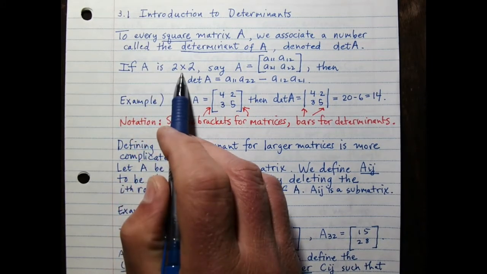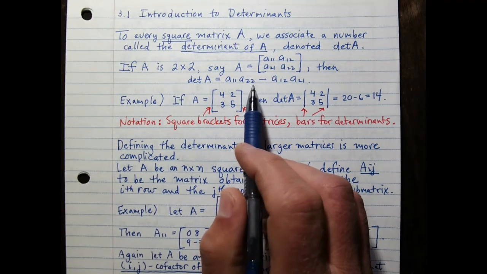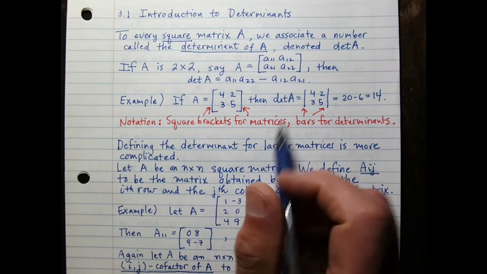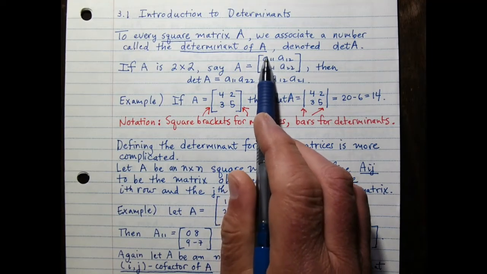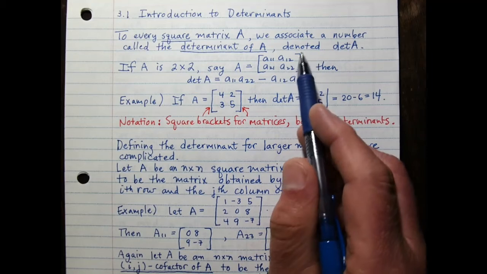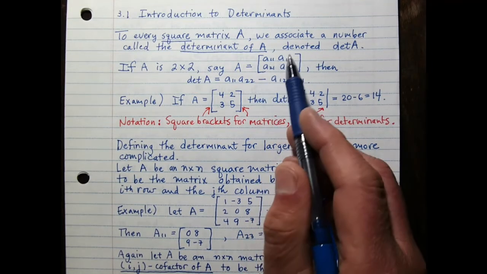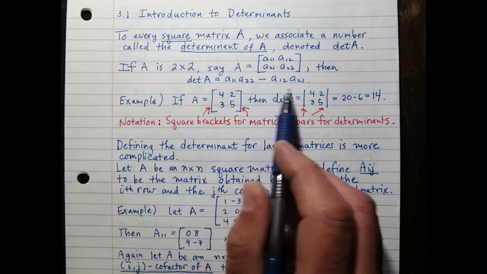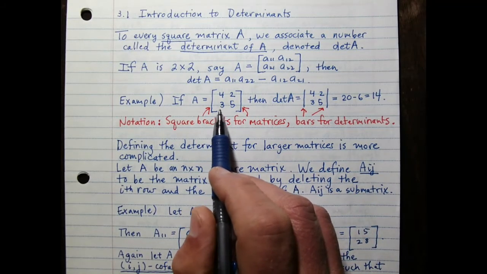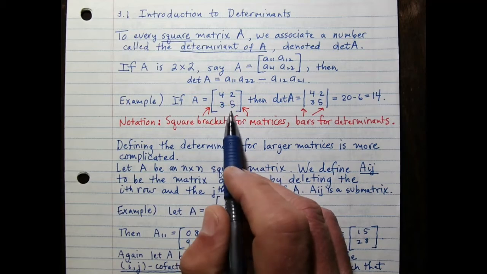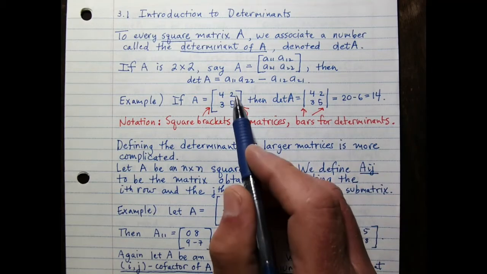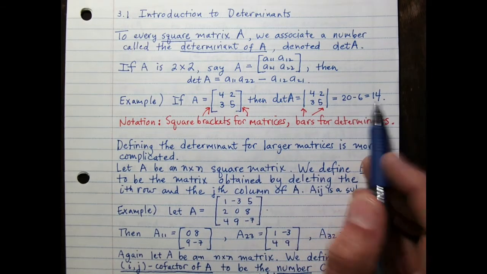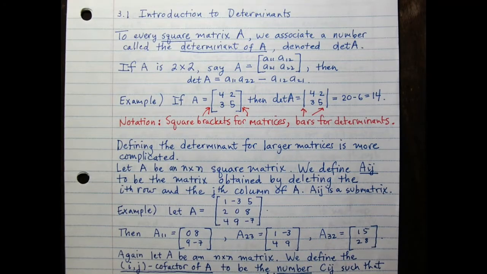If we have a 2 by 2 matrix, it's easy to say what that determinant is. Many of you are probably familiar with this idea with 2 by 2 matrices already. We just take the product a11 a22 down the main diagonal, and we subtract the product we get by multiplying the entries on the reverse diagonal. So here's an example. If A has entries 4, 2, 3, 5, the determinant of A we get by taking 4 times 5 is 20, minus 2 times 3 is 6, 20 minus 6 is 14. 14 is that number called the determinant.